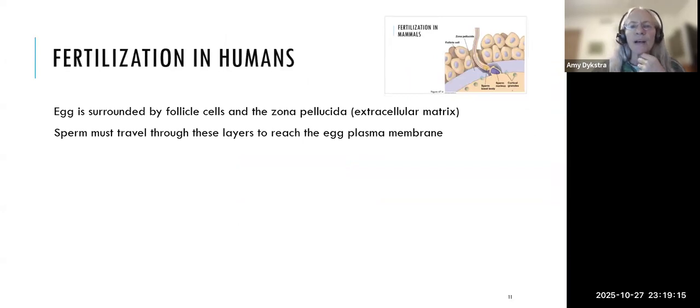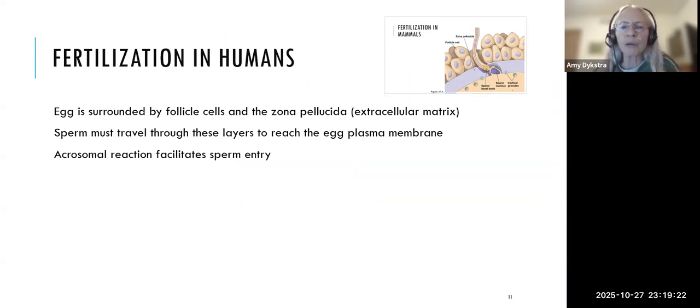So the sperm has to travel through the follicle cells and through the zona pellucida. And an acrosomal reaction is going to facilitate this. So the acrosome, just like in the sea urchin sperm, the mammal or human sperm is going to release acrosomal enzymes, and they are going to help to digest a pathway through the follicle cells and through the zona pellucida so that the sperm can contact the plasma membrane.